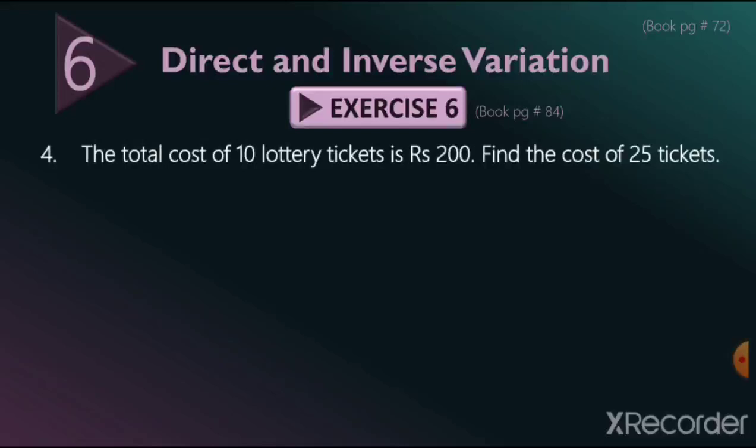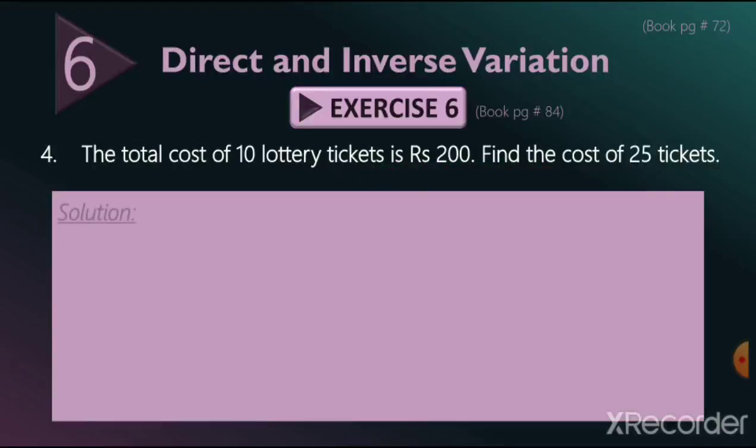Okay, so today we are going to start exercise 6, book page number 84. You have to write all the questions of this exercise in your notebook. You have to practice them. Question number 4 is: the total cost of 10 lottery tickets is rupees 200, find the cost of 25 tickets. So first of all, here's the solution.